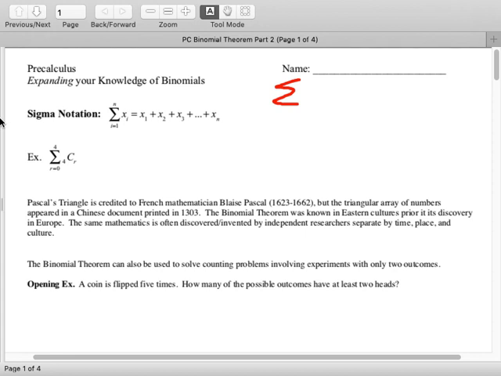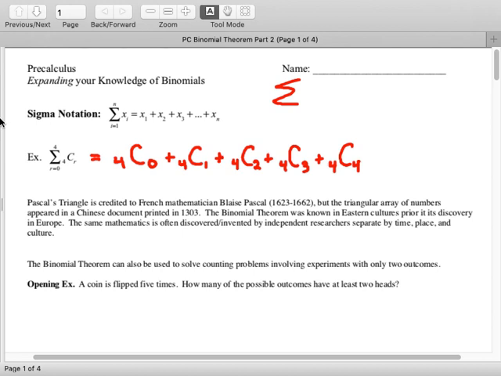What's really interesting is we can look at the binomial theorem through the lens of sigma notation. If I say I want the sum where r runs from 0 to 4 of 4Cr, this is going to go 4C0 plus 4C1 plus 4C2 plus 4C3 plus 4C4. So sigma notation is helpful. It just condenses instead of us writing all of that out.